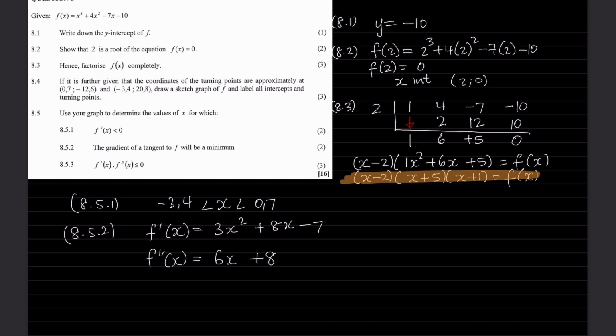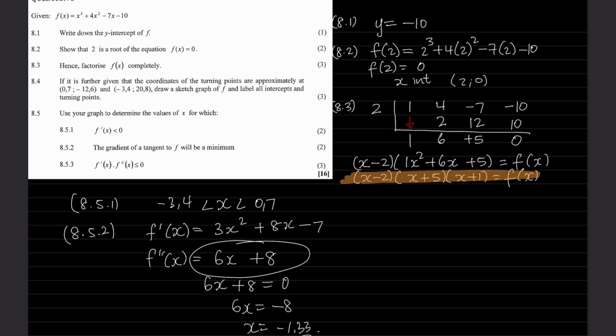Now, when the gradient of the tangent will be a minimum, that's when you equate it to 0. So 6x plus 8 is equal to 0. 6x is equal to negative 8. X is equal to minus 1,33. And this turns out to be the x-intercept for this straight line. And you can see where we use it now.